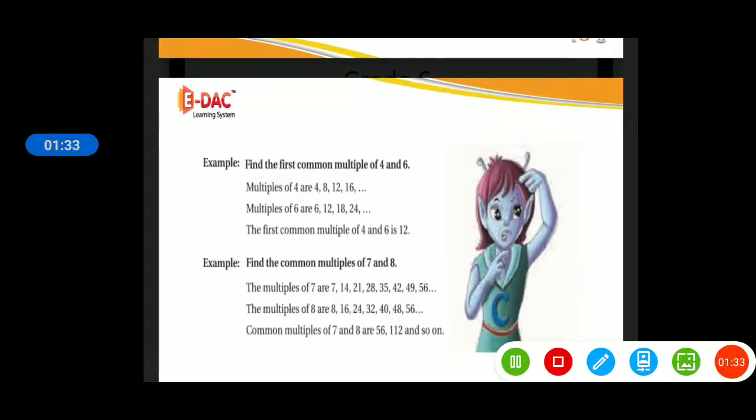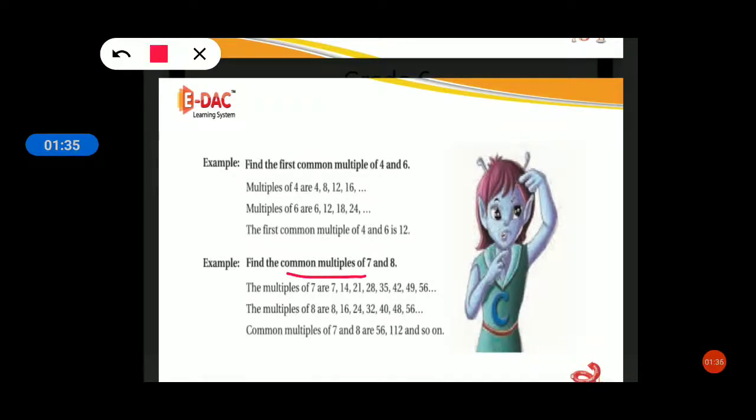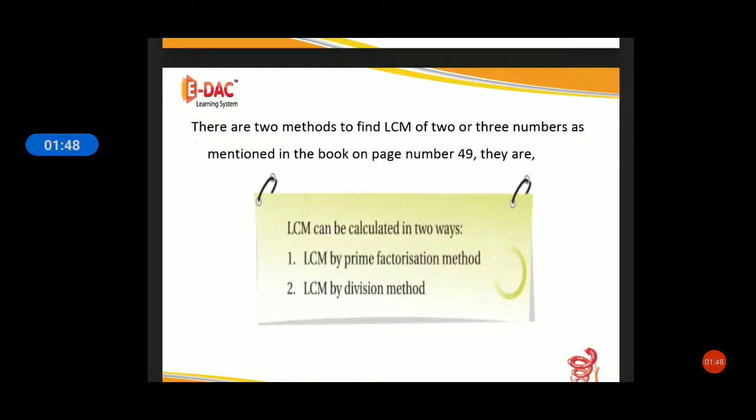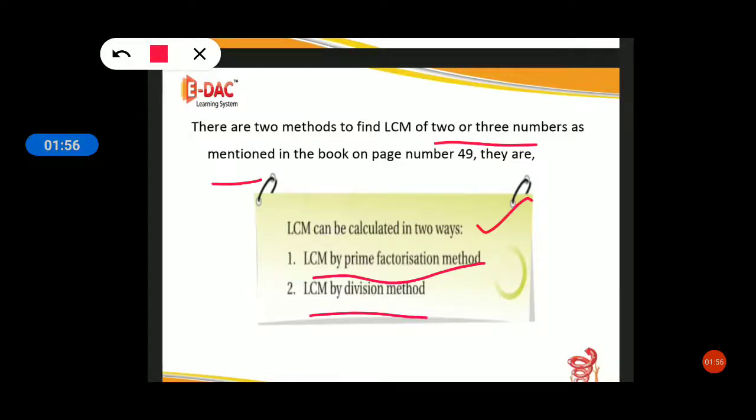The same way you are going to find it for 7 and 8 also. Okay students, find the common multiples of 7 and 8. Whereas in HCF we were seeing the factors to find the common factors, in LCM we use common multiples. Here, to find the LCM of 2 or 3 numbers, we have two methods: LCM by prime factorization and LCM by division method, the same as that of HCF.